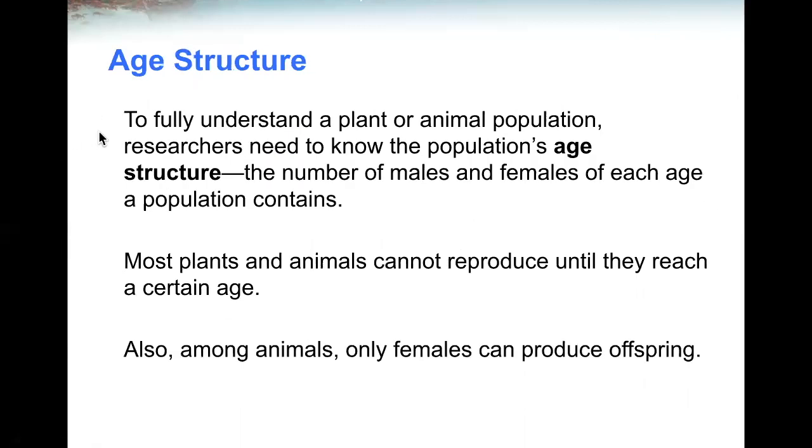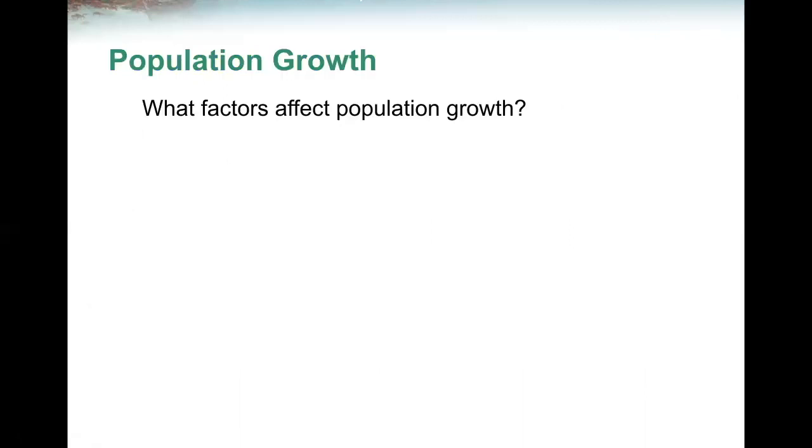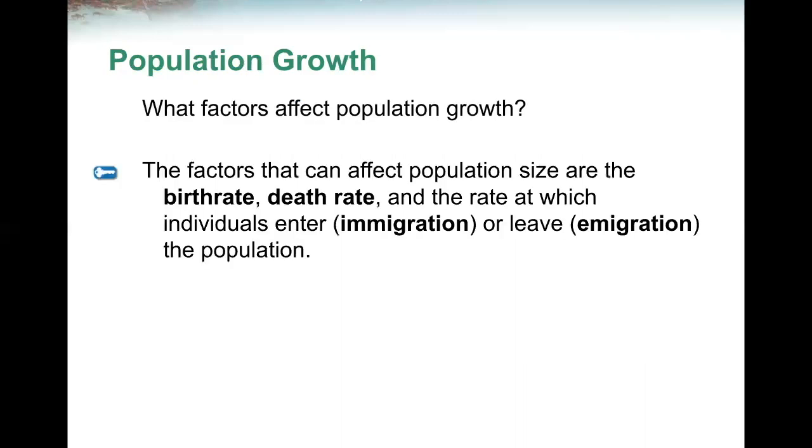To fully understand a plant or animal population, researchers need to know the population's age structure, the number of males and females of each age a population contains. Most plants and animals cannot reproduce until they reach a certain age of maturity. Also, among animals, only females can produce offspring. So what factors affect population growth? The factors that can affect population size are the birth rate, death rate, and the rate at which individuals enter, immigration, or leave, emigration.